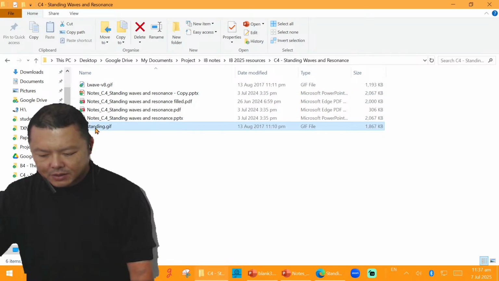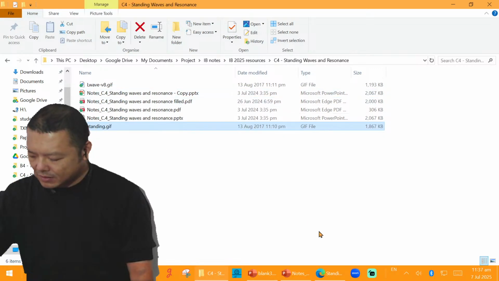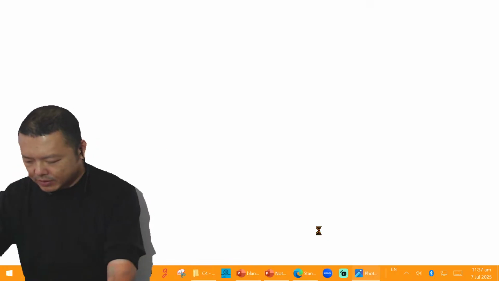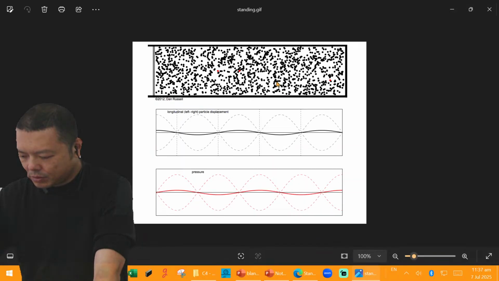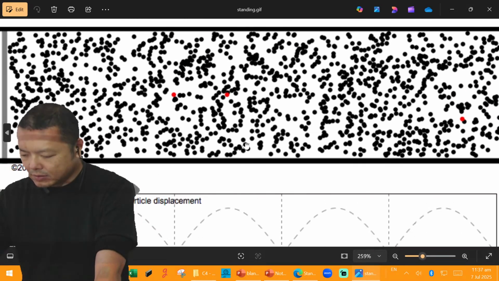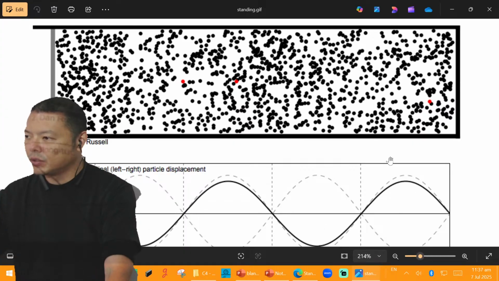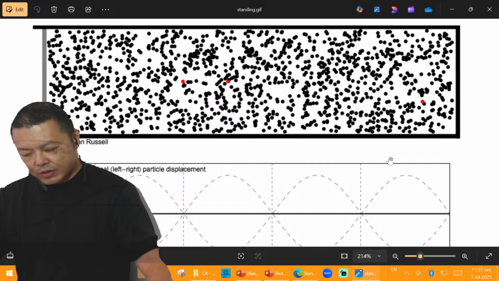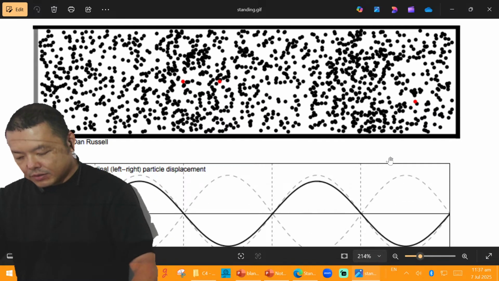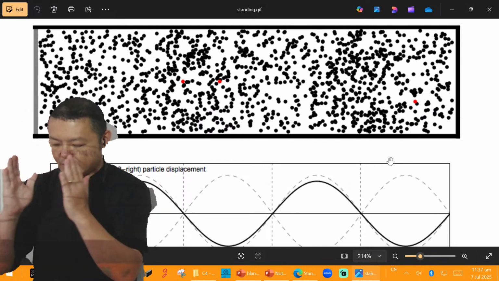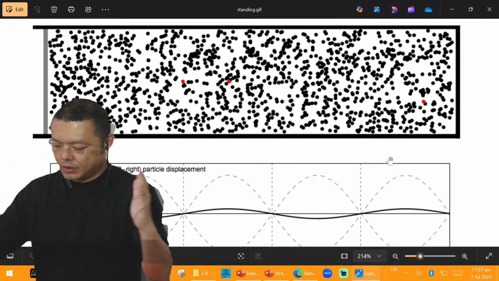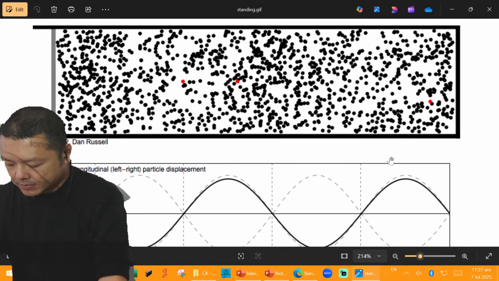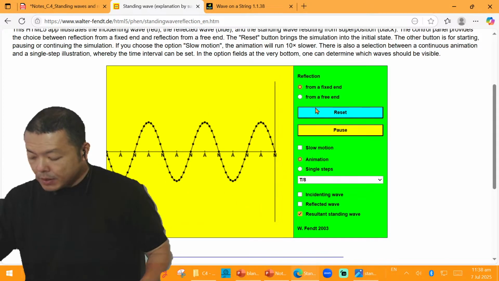I thought I showed this here on Saturday. Wait, I have to wait for the program to open it. 3, 2, 1, go. There, like that. This is a standing sound wave, a standing longitudinal wave. Look at this. You see the wave is not traveling left or right. You see the particles doing like that, like that, like that. Yeah. So anyway, okay.